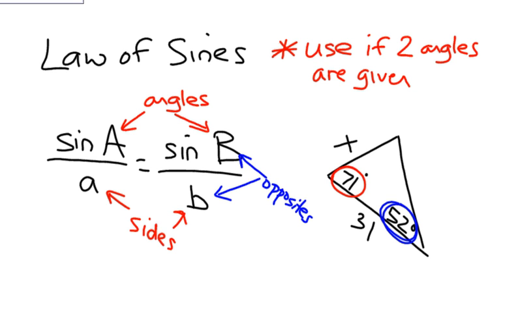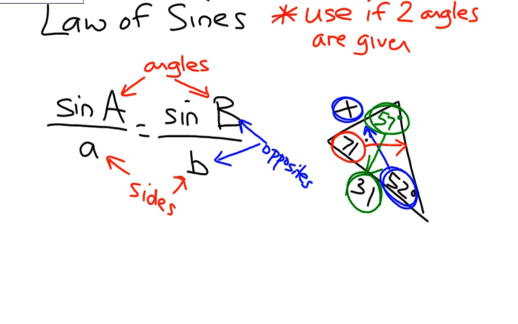So if you go over here and look at the example, the 52 is going to go with the x, because they're opposites. The 71 is going nowhere, because this is blank over here. I can't use the 71. Instead, I have to figure out, this is 57, because 71 plus 52 plus 57 adds up to 180. So 57 and the 31 go together. Now I go ahead and I fill in my formula.